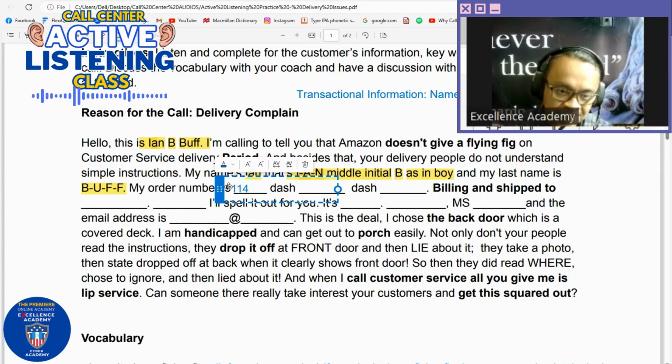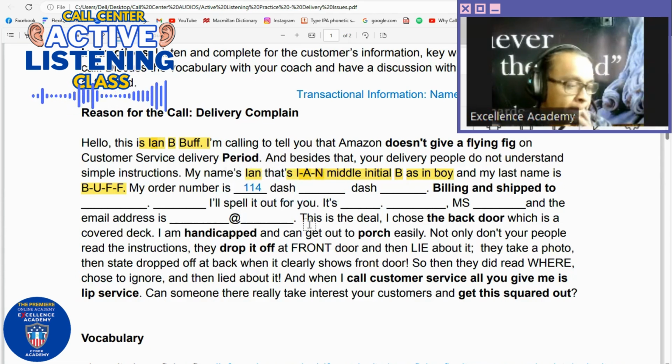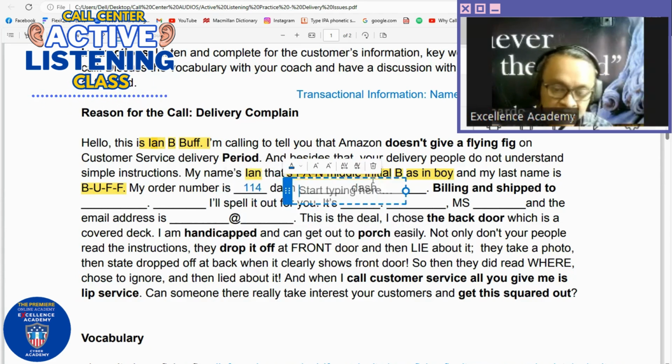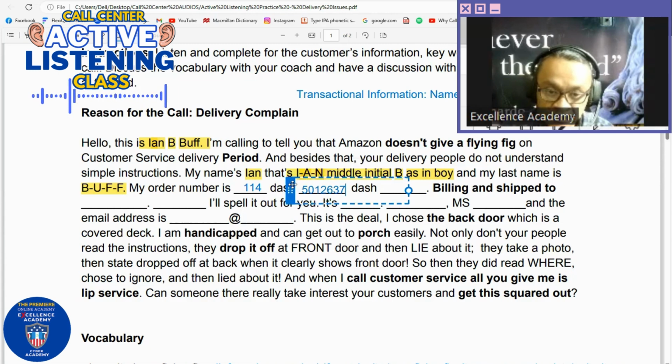114 dash, which is the line that connects numbers, as you remember, 5012637. So I didn't catch the last four, Mr. Customer. Can I get the last four of your order number, sir? Thank you.